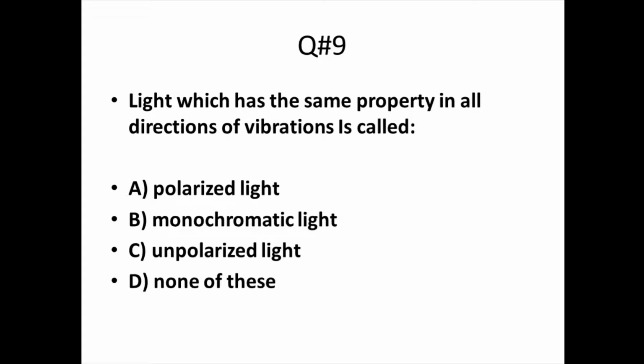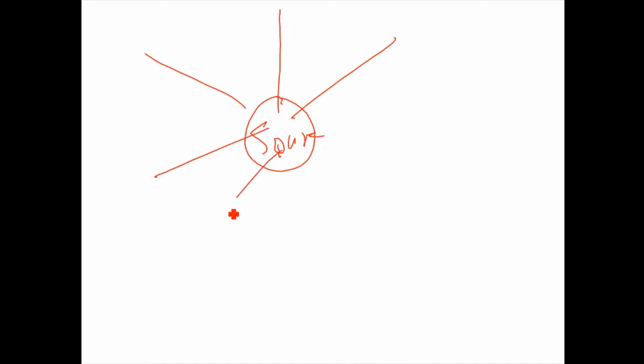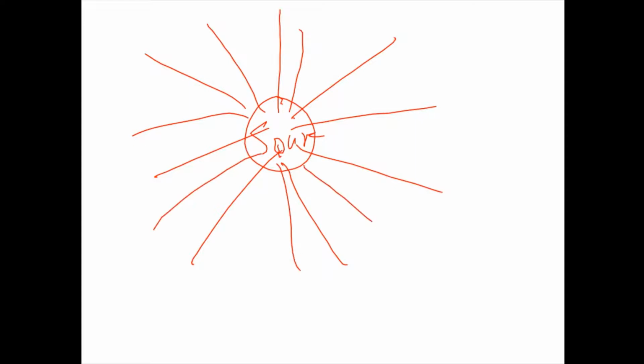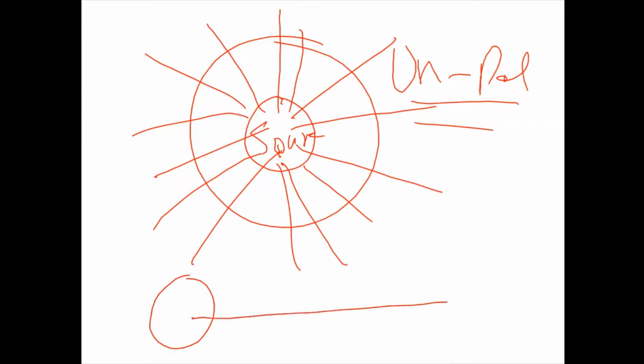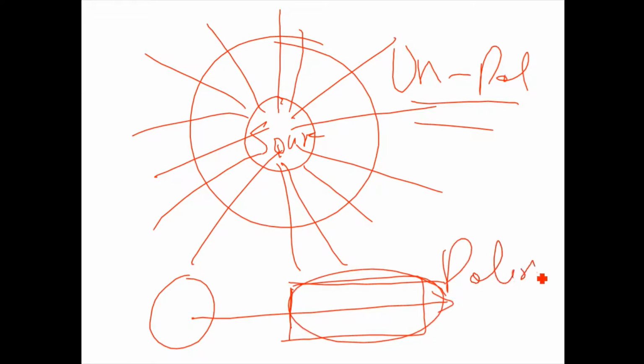The next question is, light which has the same property in all directions of vibration is called. Look at here, let's suppose this is a light source. Light travels in all directions. When light travels in all directions, this light is said to be unpolarized light. When light is restricted to move only in a single direction, this light is said to be polarized light.